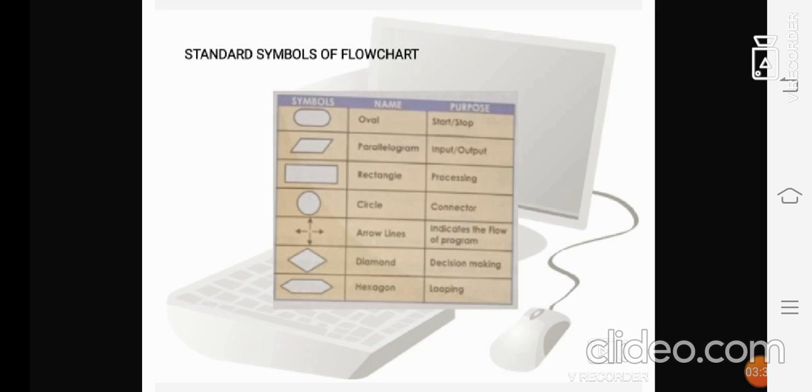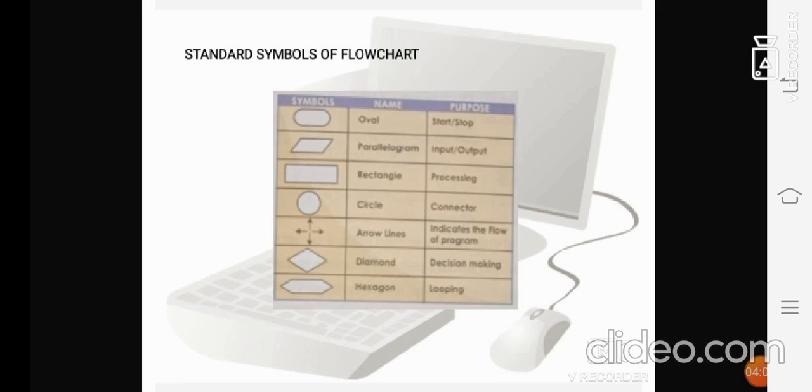Okay, the first symbol is oval, and that represents start and stop for your flowchart. Very important. How to start a program? You have to start a flowchart with the symbol start, and you have to end the flowchart with the stop. It's very important. And the second symbol is parallelogram. It represents input and output. And the third symbol is rectangle, and it represents processing.